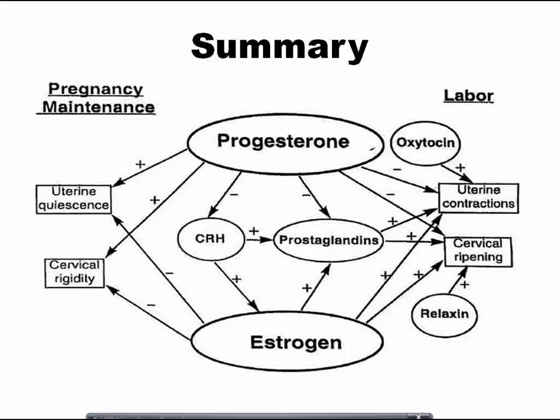Now, estrogen, on the other hand, we see negates all the actions of progesterone, that is, it inhibits the cervical rigidity, increases uterine contractions, and thus negates the uterine quiescence, increases the prostaglandin secretion, as well as increases the oxytocin receptors on the uterus for the oxytocin to act. Now, what actually switches off this progesterone activity into estrogen activity during labor?